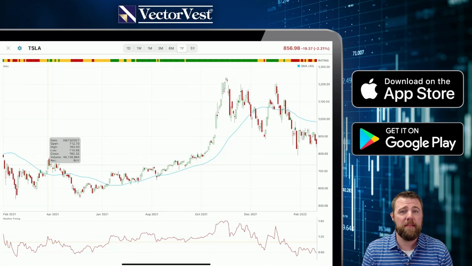So 40-day simple moving average is a great place to start, but as always, as we showed before, you can customize it to fit each individual holding to make sure that you get the best visual for each stock.